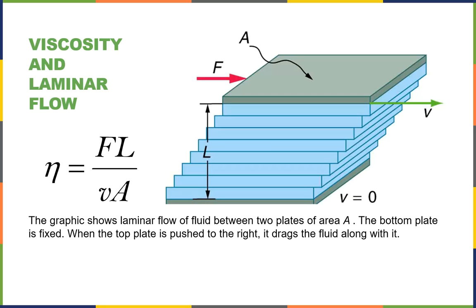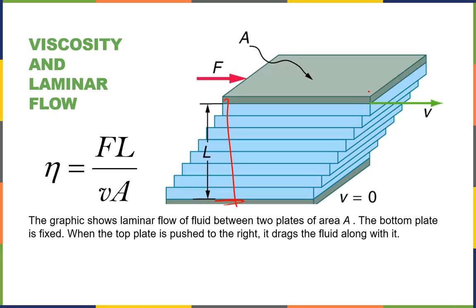And it has a specific definition here. Viscosity, that's the Greek letter eta, or H if you will, is equal to the force you apply to the plate on top that's moving, times the separation between that plate and a stationary plate, divided by the speed difference between the moving plate and the stationary plate, times the area of the plate.